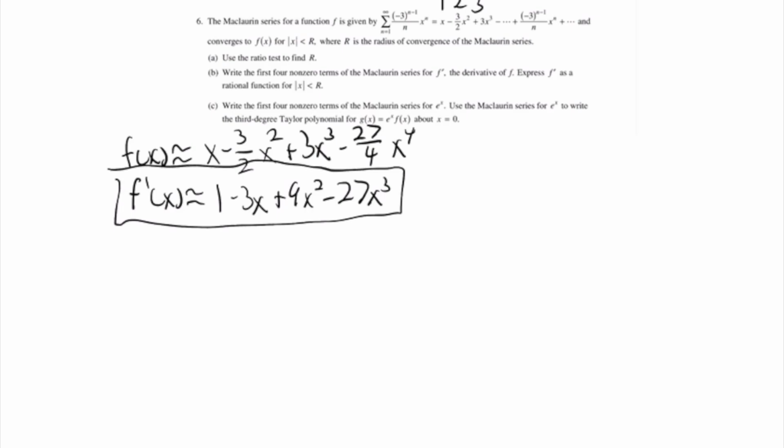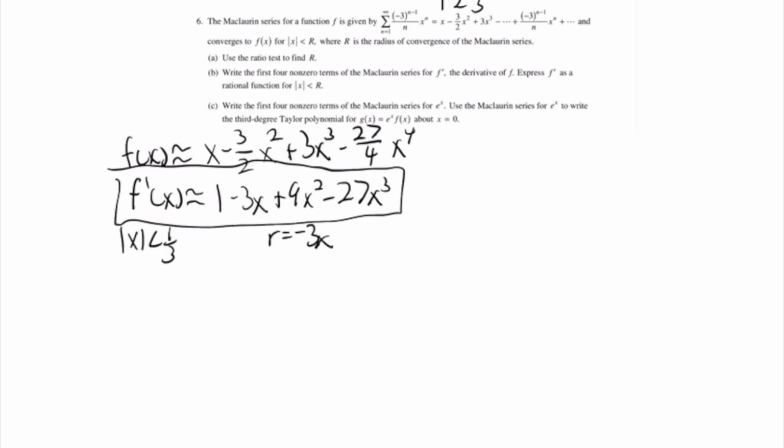Then B asks us to express f prime as a rational function if the absolute value of x is less than r, which we know that r is 1/3. So we're expressing f prime as a rational function for absolute value of x is less than 1/3. And to express this as a rational function, you can look at the series of f prime and see that this is a geometric series because there's a common ratio between the terms. And this common ratio is negative 3x. If you multiply any of the terms by negative 3x, you will get the next term in the series, meaning it is geometric.